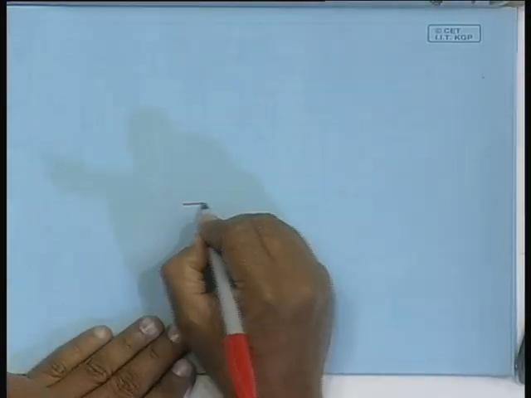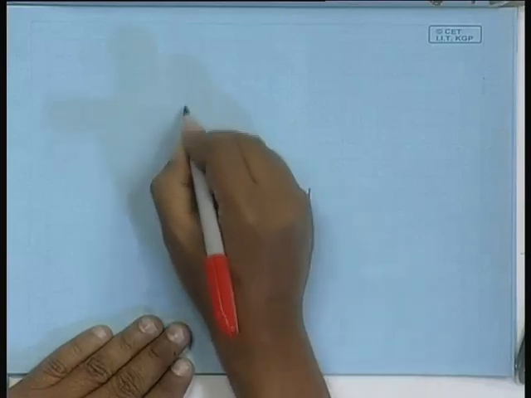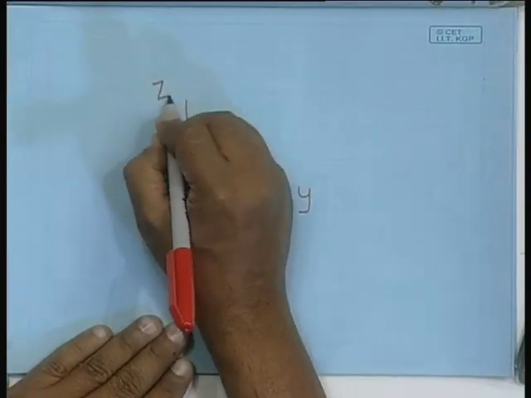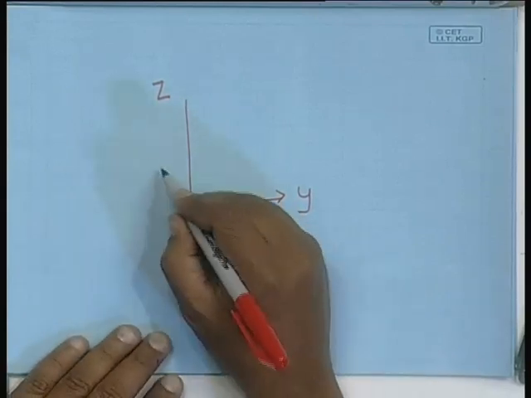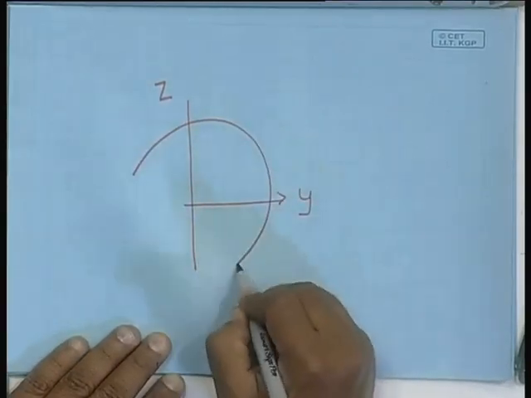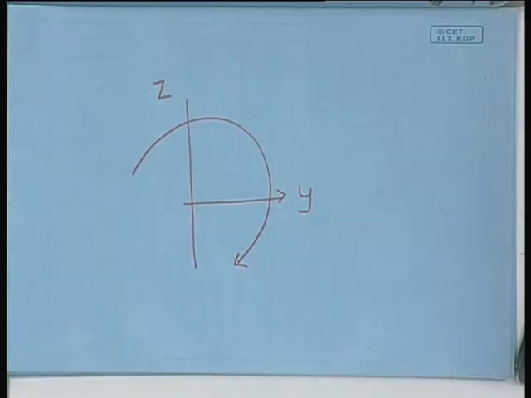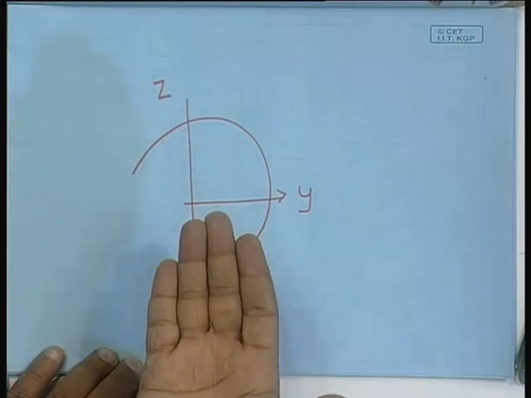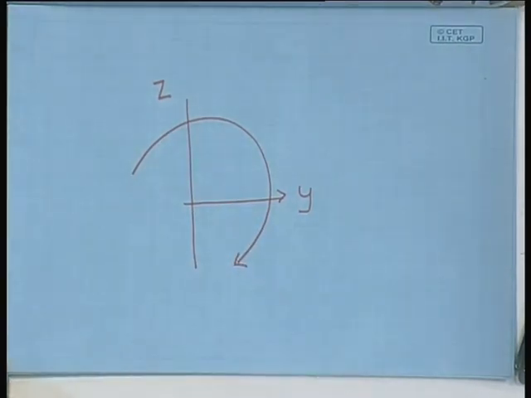Now, let us just go back to the situation which we have over here. Let me draw it for you over here, it will help us understand it. This is the y axis, this is the z axis, and the electric field is going around in a circle like this, and the wave is coming out of the screen. So, it is coming out this way, which is the x direction. So, the question is, is this radiation left or right circularly polarized?